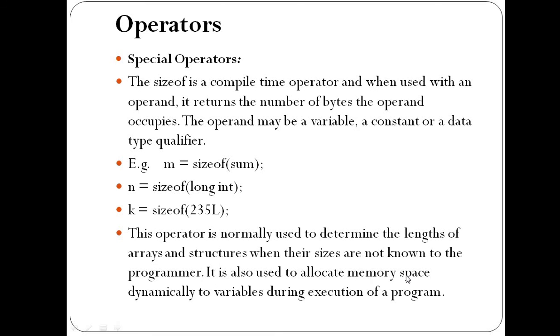It is usually used to allocate memory space dynamically to variables during the execution of a program. It basically allocates memory storage dynamically. Dynamic means allocating at runtime, during the execution of the program. Basically the concepts of static and dynamic are used. What static and dynamic are we will see later in the video, but just understand that sizeof determines the length during the execution of the program, that is, it will allocate the memory space dynamically at the time of execution of the program. So understood? Thank you.